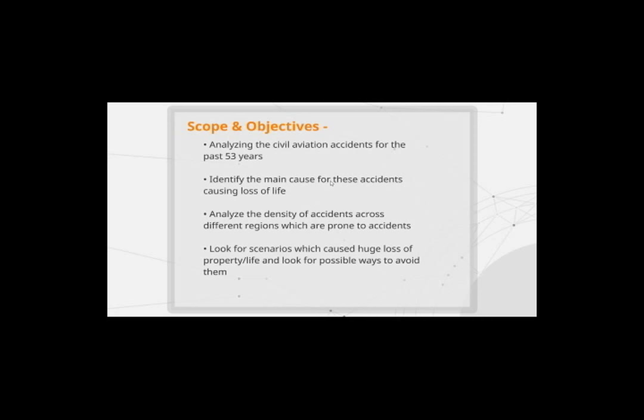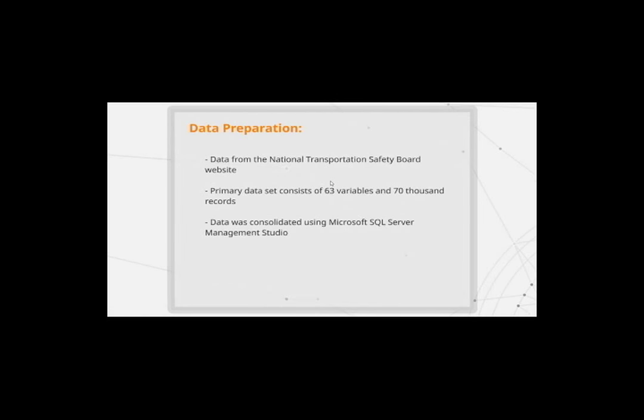Let us move to the data preparation phase. The data was collected from the National Transportation Safety Board website. Primary data set consisted of 63 variables and 70,000 records. Data was consolidated using Microsoft SQL Server Management Studio.